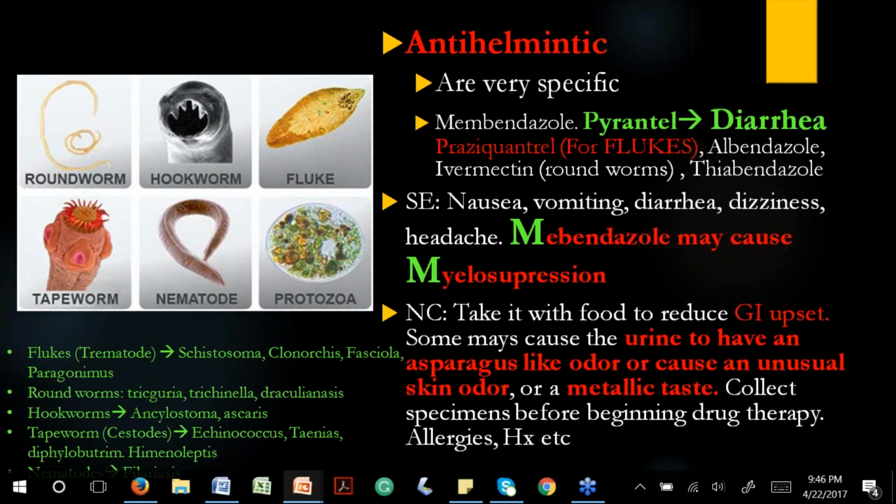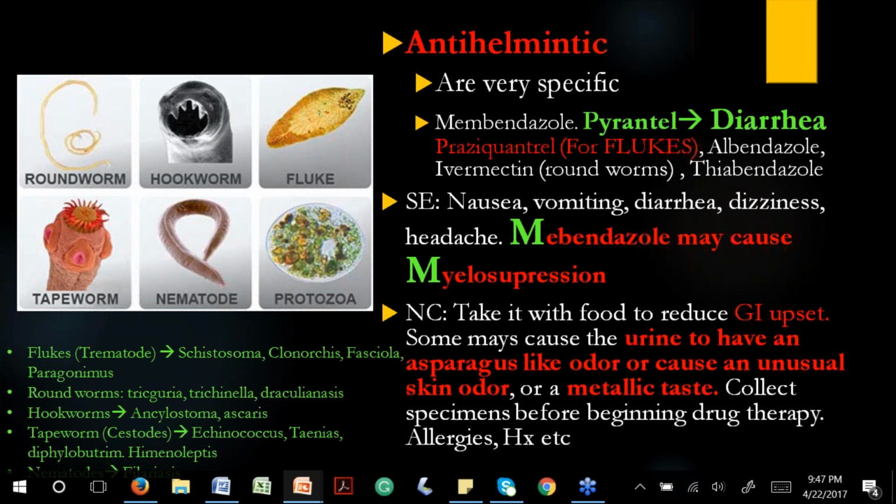Very short, very simple. Just the "my parasites." Let's remember like that. My parasite, because until meeting, what is that? Anti-parasites, right? So my parasite: mebendazole, pyrantel, and praziquantel. Mebendazole, MM, myelosuppression. So you have risk for infection, risk for bleeding, risk for anemia. Pyrantel produces diarrhea, and praziquantel is used for flukes.